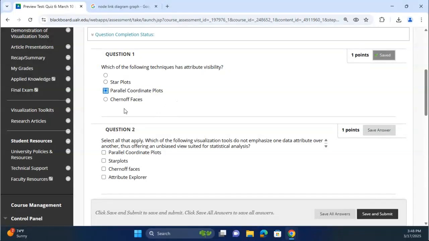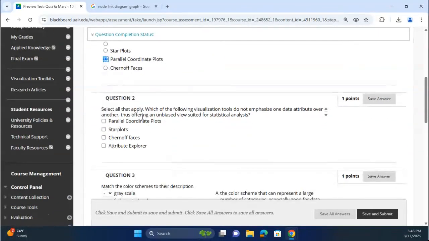And for star plots and Chernoff faces, sometimes it's hard to see an individual attribute without having to scan and remember stuff. I know there are three or four of these questions, covering all kinds of different types of visualization, but mostly focused on these. Kind of the same thing. Oh, no, this is different.